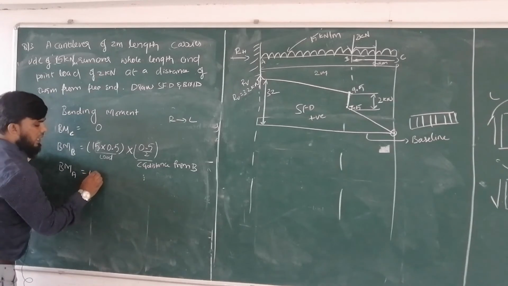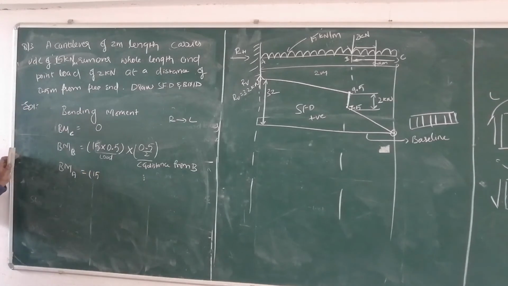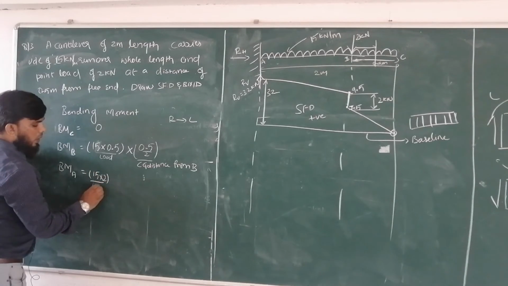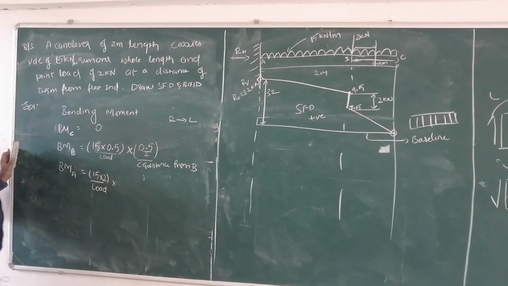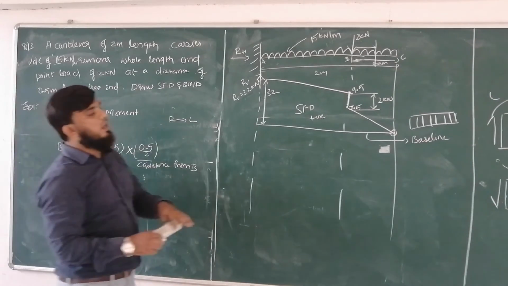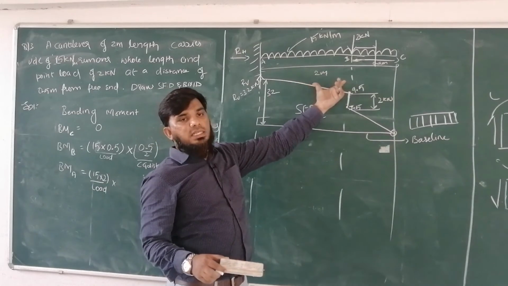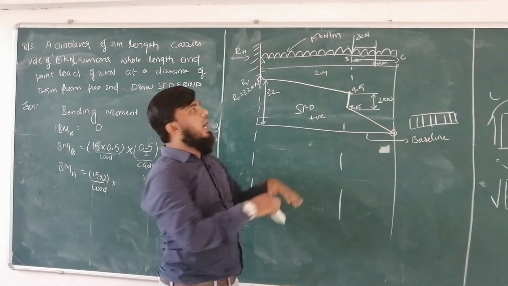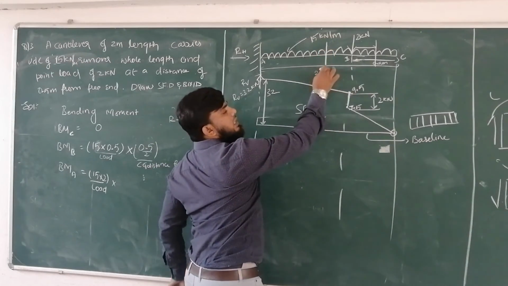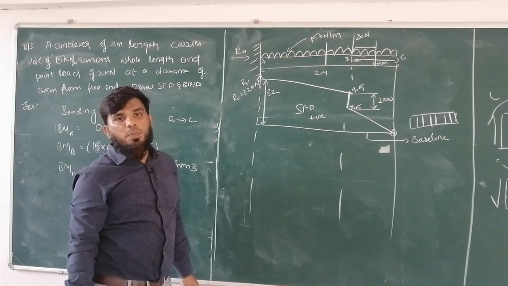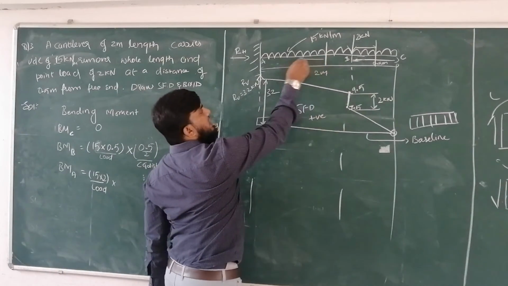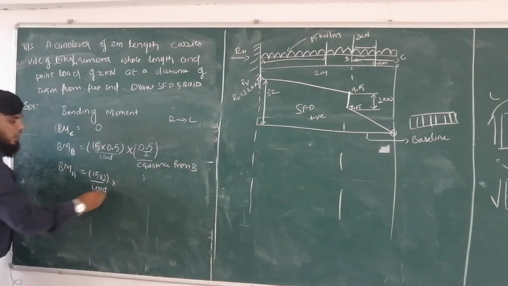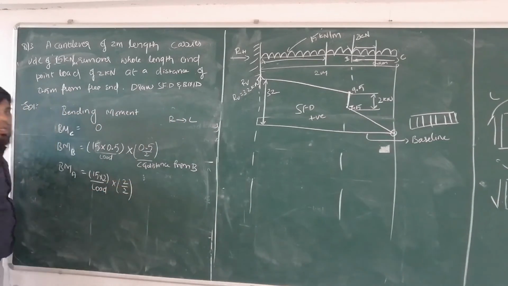So what is your total length before point A? The UDL is over a length of 2 meters. So 15 into 2, this is your load. What is the distance? For a 2 meter length UDL, its CG will be present at half, at the center point, that is 2 divided by 2. So from point A to this CG will be 1.